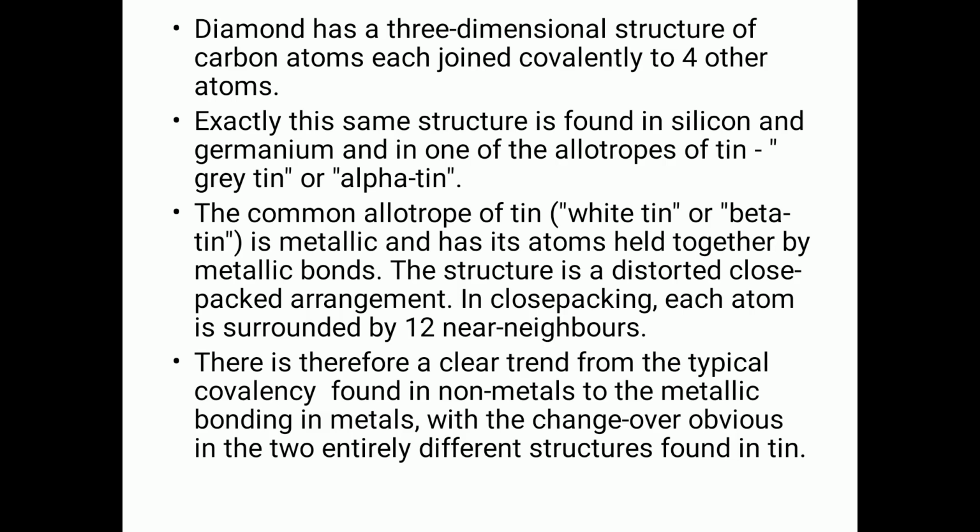The common allotrope of tin is metallic and has its atoms held together by metallic bonds. The structure is a distorted close-packed arrangement. In close packing, each atom is surrounded by 12 near neighbors. There is therefore a clear trend from the typical covalency found in non-metals to the metallic bonding in metals, with the changeover obvious in the two entirely different structures found in tin.